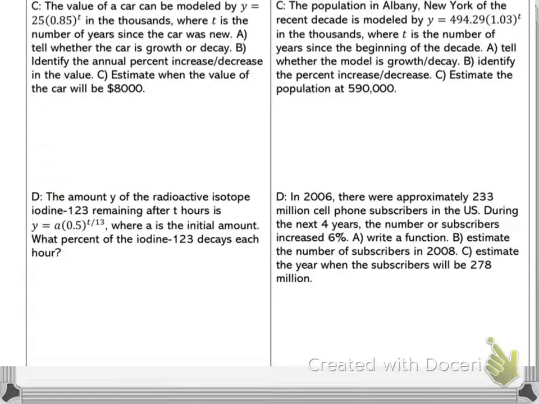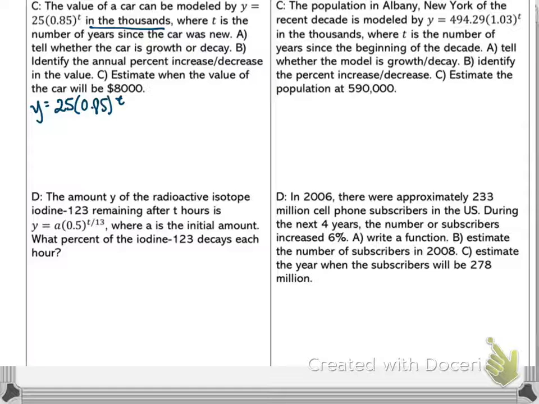So the next part is very similar to what you're going to have on your homework. We have this word problem. It's a very good word problem. It says the value of a car can be modeled by the equation y equals 25 times 0.85 to the power of t, in the thousands. So basically all they're saying is that this 25 doesn't represent that the car is $25. It represents that the car is $25,000. They just didn't feel like adding all those zeros. Where t is the number of years since the car was new.